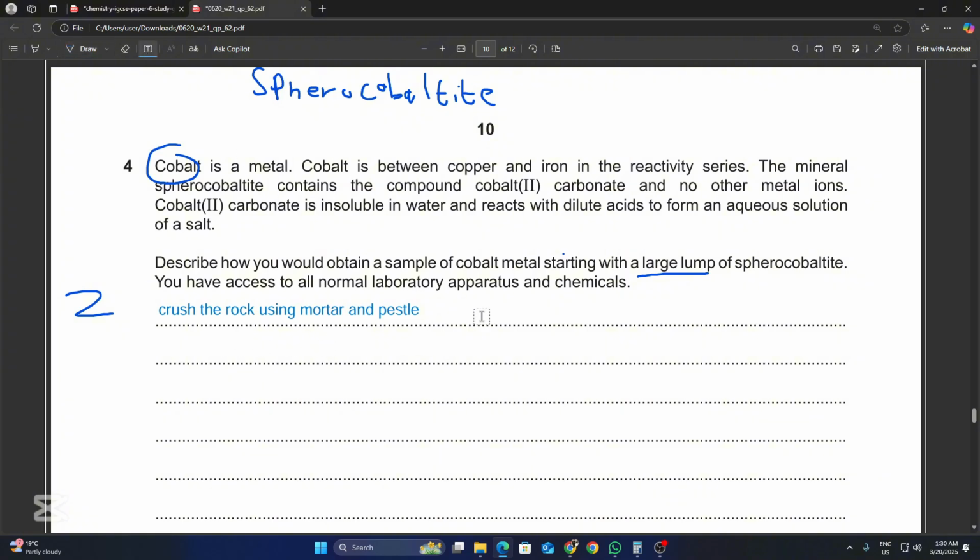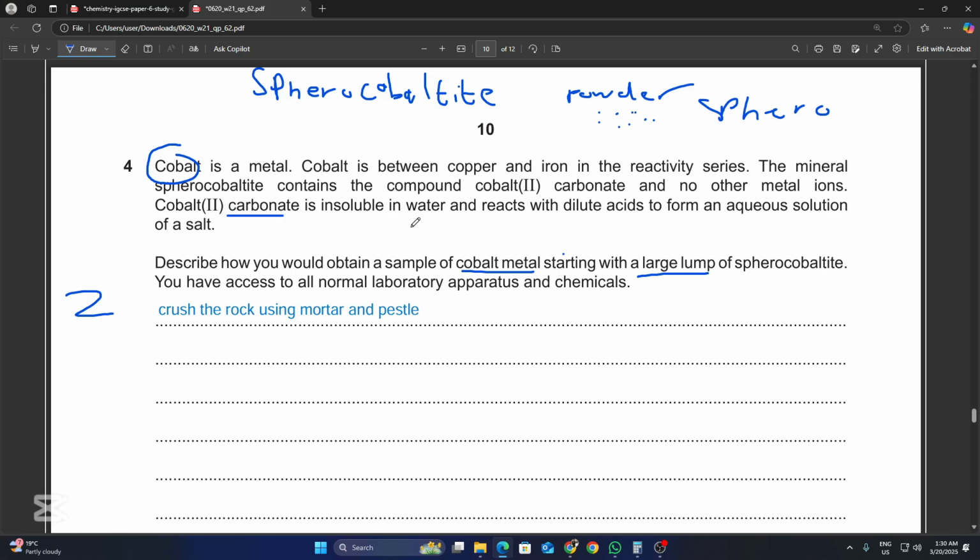Now, let's continue. Let's read the question. It says cobalt 2 carbonate. What we have now is that we crushed it, so now we have powder, a powder of the sphero-cobaltite. What are we going to do to this powder to obtain a sample of cobalt metal? We want just the raw cobalt.